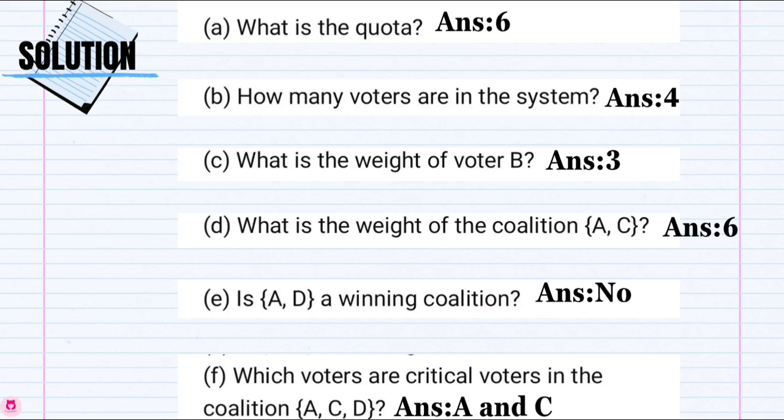Letter E. Is A and D a winning coalition? No. Since 5 is below the quota of 6, it is a losing coalition.